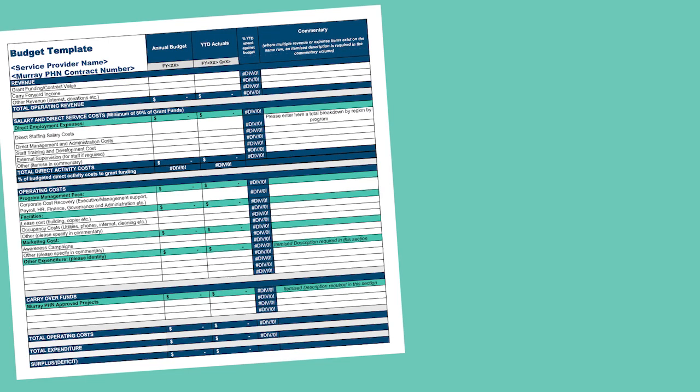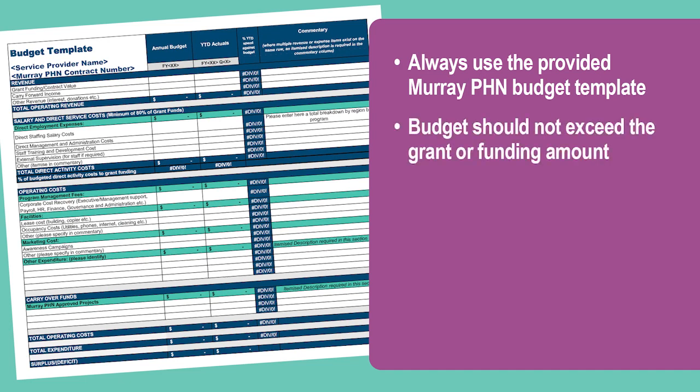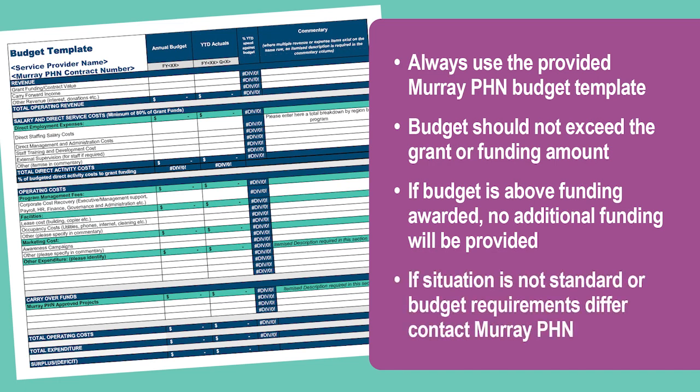The last section of the work plan is the budget template. When submitting a standard budget with your work plan submission, always use the provided Murray PHN budget template. Your budget should not exceed the grant or funding amount. If you submit a budget above the funding awarded, please note that no additional funding will be provided. If your situation is not standard or your budget requirements differ, please contact your Murray PHN team member directly to discuss.